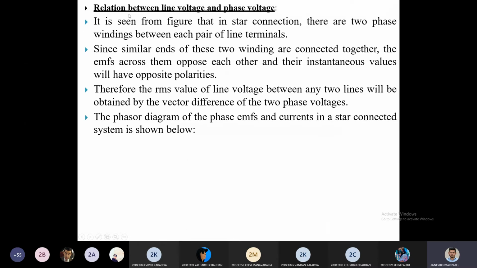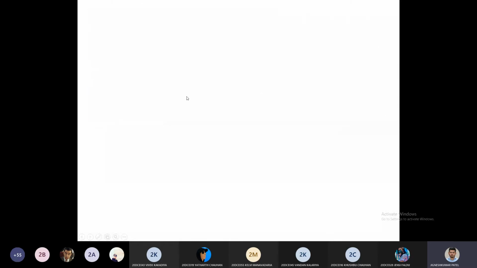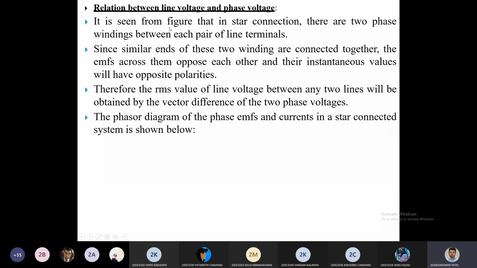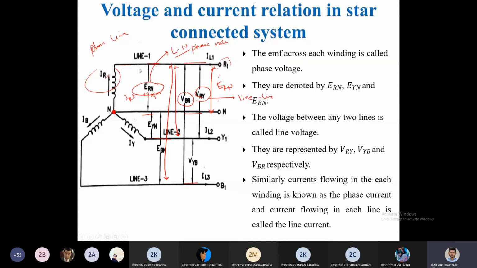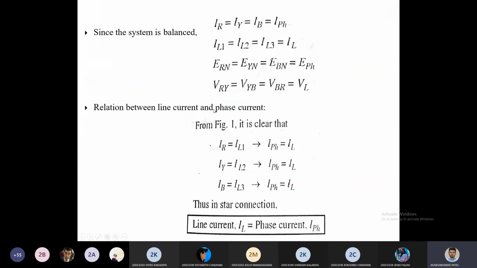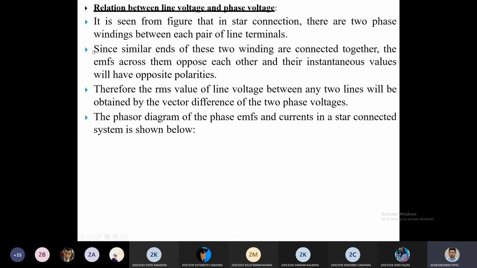Now let's understand the relation between line voltages and phase voltages. So that was about current, now let us understand about voltages. It is seen from the figure that in a star connection there are two phase windings between each pair of line terminals. What he means to say is, if this is line 1 and this is line 2, there are two windings in between. So the line to neutral voltage and line to line voltage will be different. ERN and VRY would be different. That's the point. Now how different would it be?